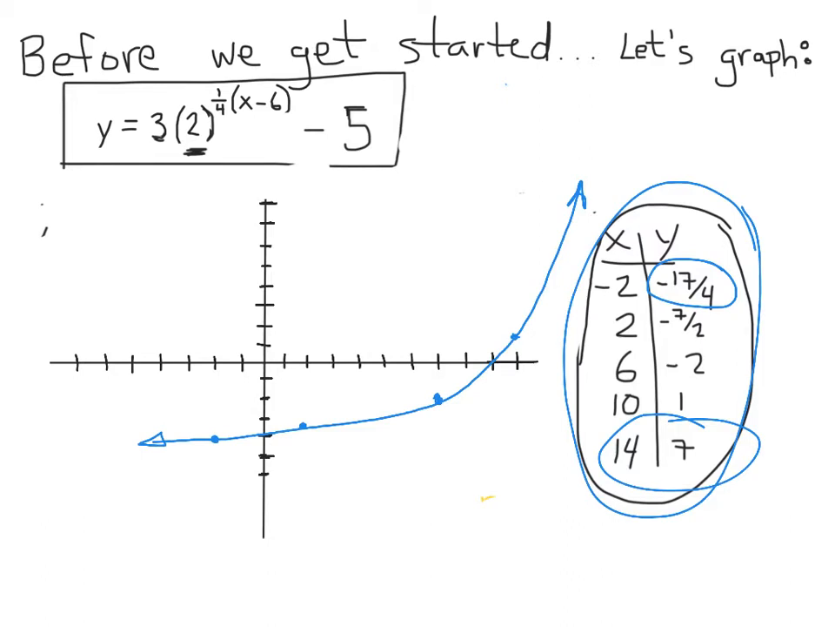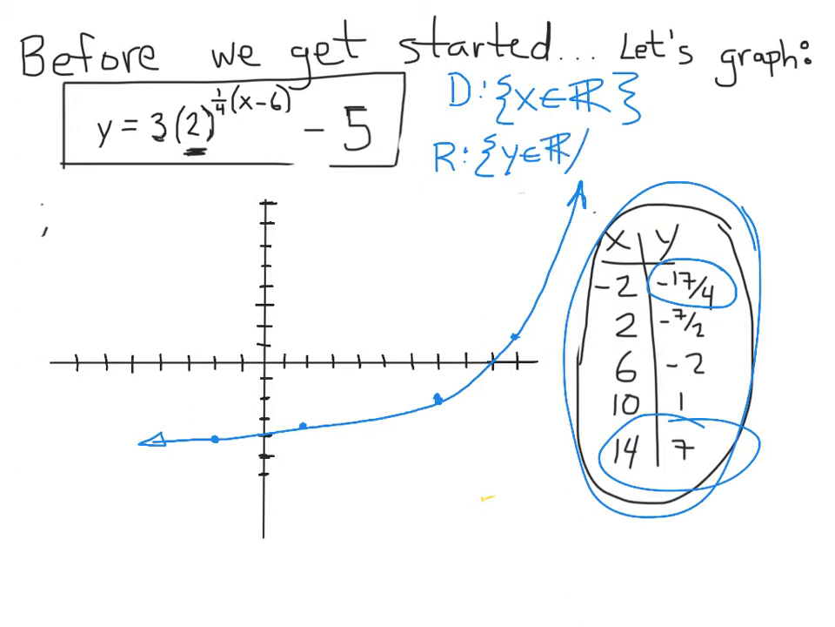Now, remember domain and range here. The domain: x is an element of all real numbers because this thing actually goes forever to the left and to the right, unless it's a real life scenario. The range, on the other hand, if you look at the range, y is an element of all real numbers where?